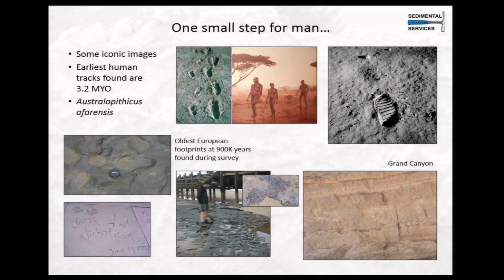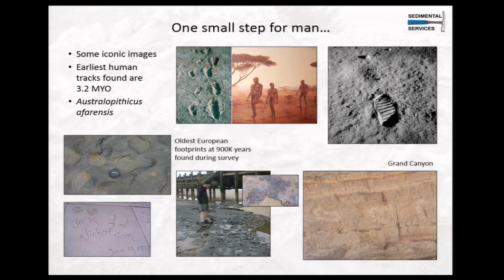I don't know what these humans were doing. Maybe they were dancing or something, because there's an awful lot of these footprints here. But anyway, they were preserved, and they're about 900,000 years old. So the oldest European footprints. And they're right by a pier up in East Anglia in England.